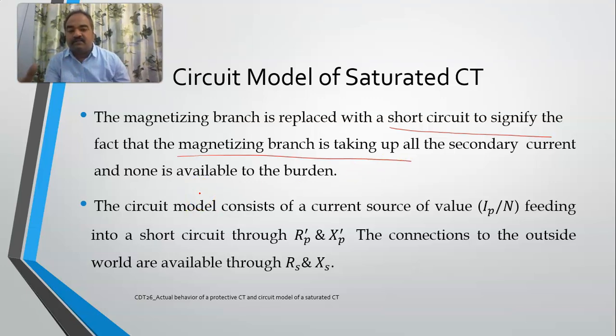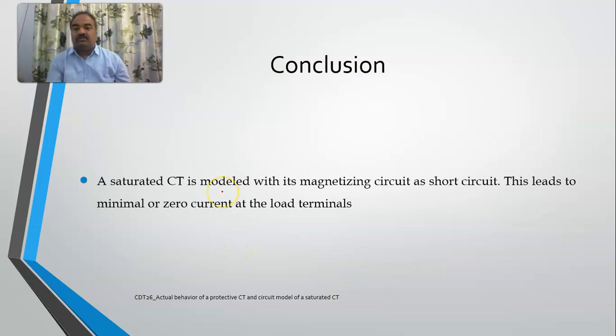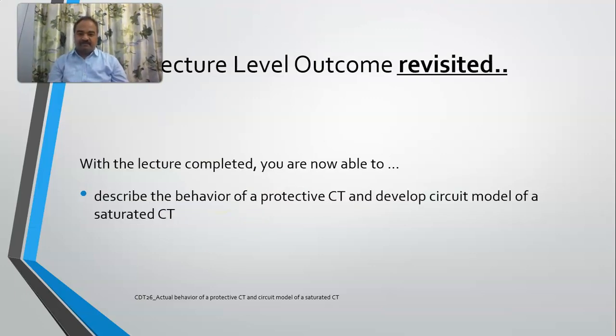So your circuit model now consists of a source value of IPN, which is feeding into a short circuit of RP dash and XP dash, which are the equivalent resistance and reactance of the primary referred to the secondary. And the connections to the outside world are available through RS and XS. So what is the conclusion of this? A saturated CT is modeled with its magnetizing circuit as a short circuit, and this leads to minimal or zero current at the load terminals. You will hardly find any current to meet the load. I hope that now you have understood how to model a saturated CT for your power system analysis.